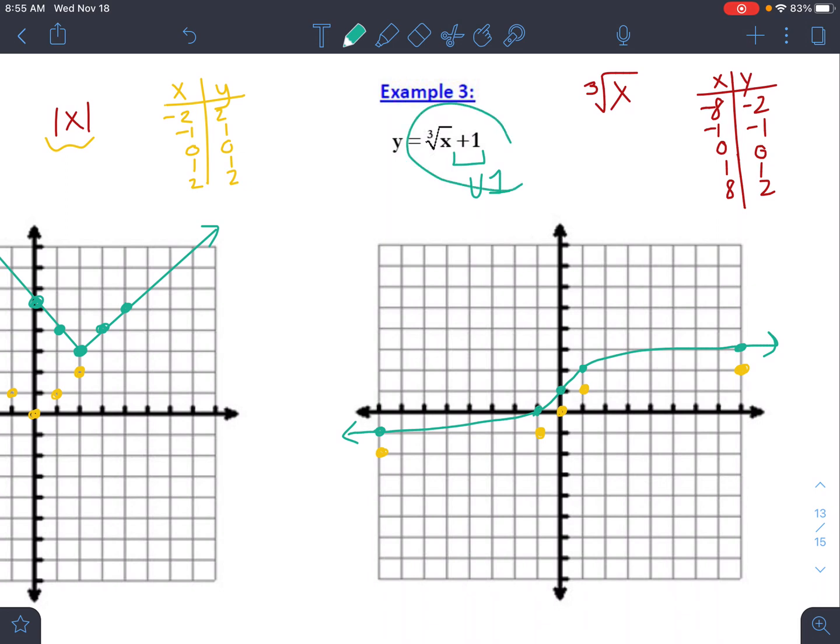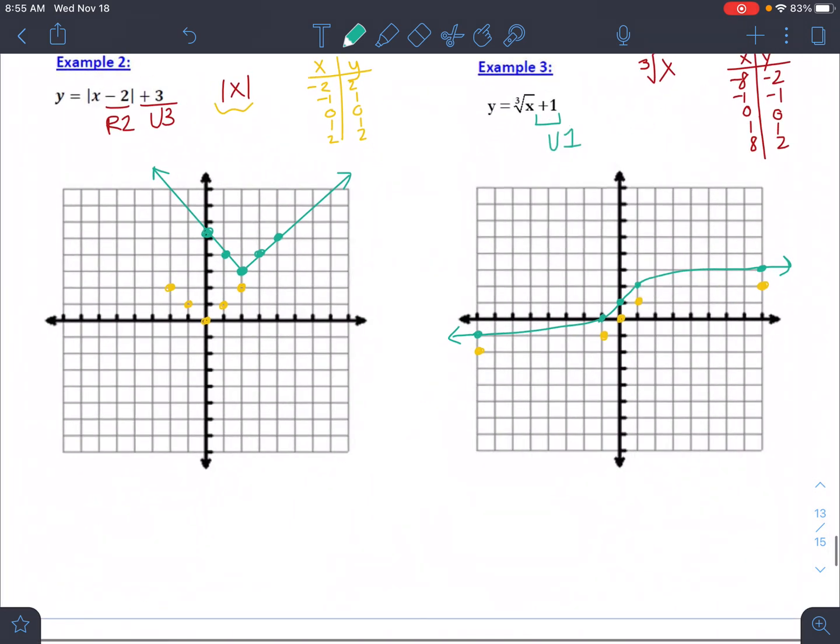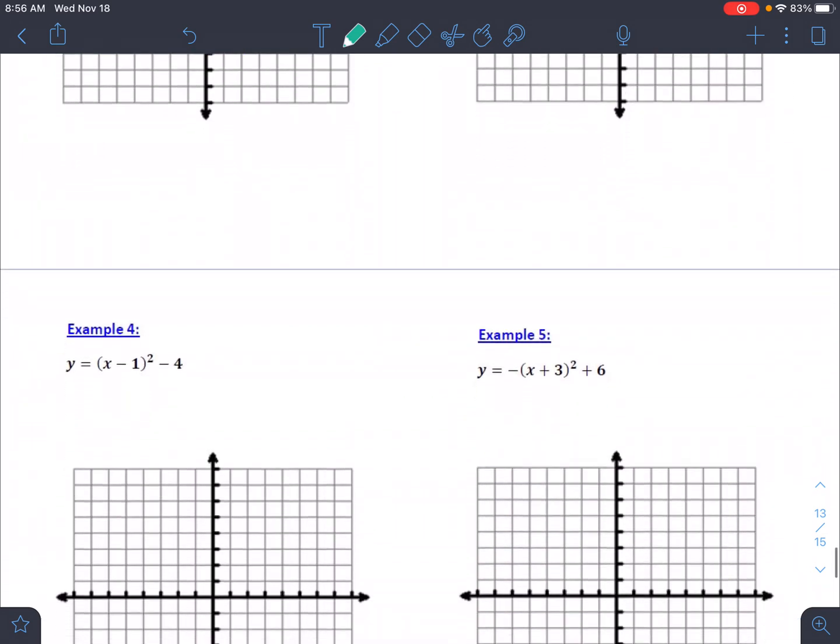Another option is you could just plug it in every single time for your table, but my recommendation is if you know those parent points, the shifting is so much easier than actually taking each point and plugging it in. All right, so we're going to try one quadratic here.